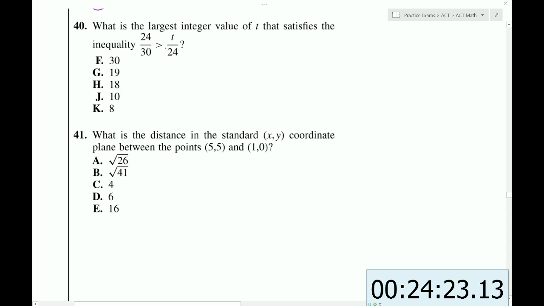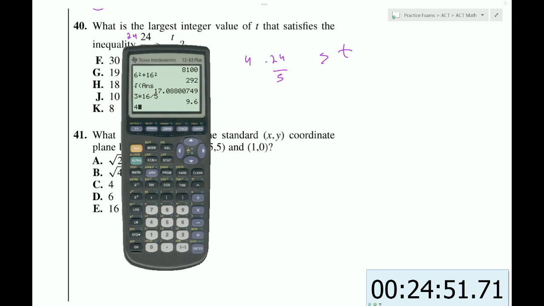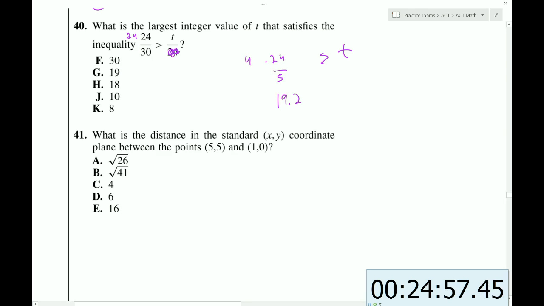So we can move the 24 over to here. Okay. Let's see. So we have got 24 times 24 over 30. And 30 is 6 times 5, right? And 24, 6 into 24 is 4, right? Okay. So you can just use the calculator if we get a little bit lazy. 4 times 24. Divide that by 5. 19.2. So t, if we pancake this, t has to be less than 19.2. Right? So it could be 19, for example.